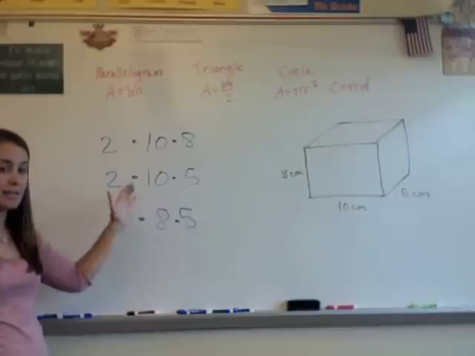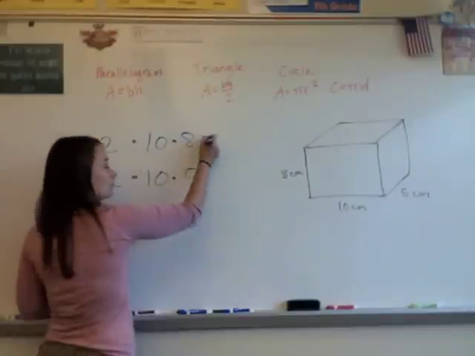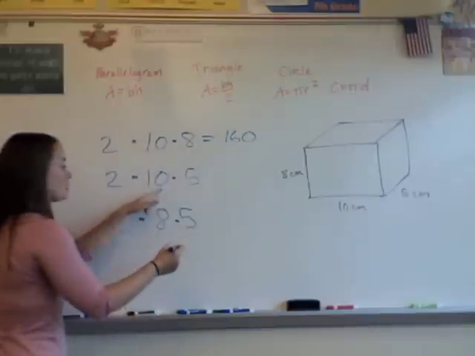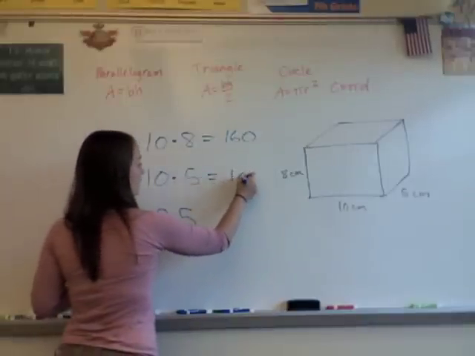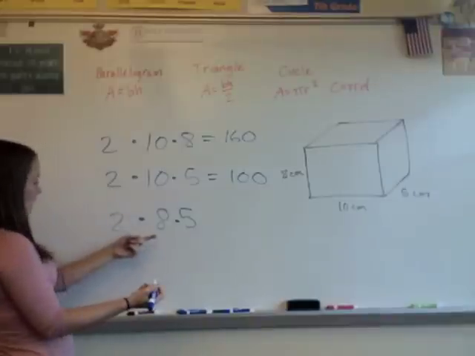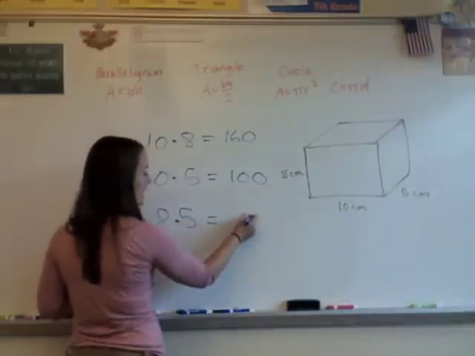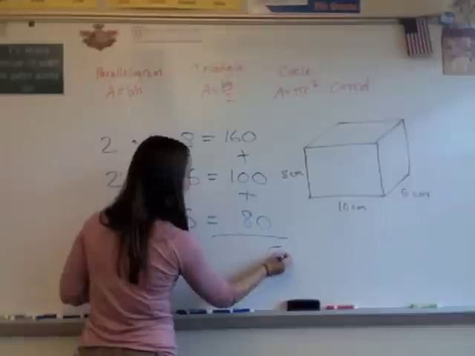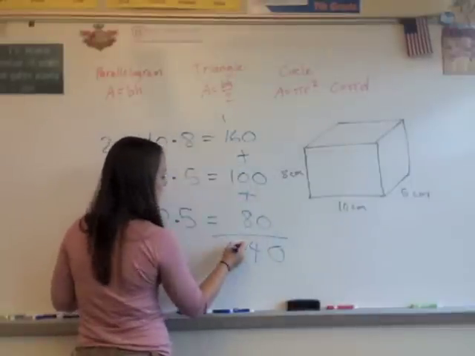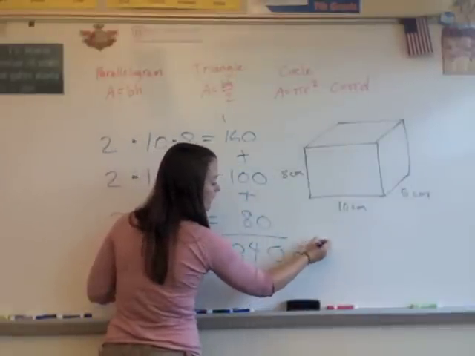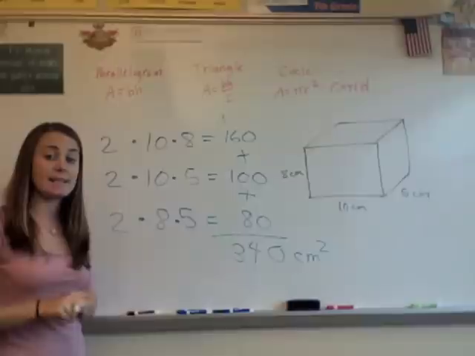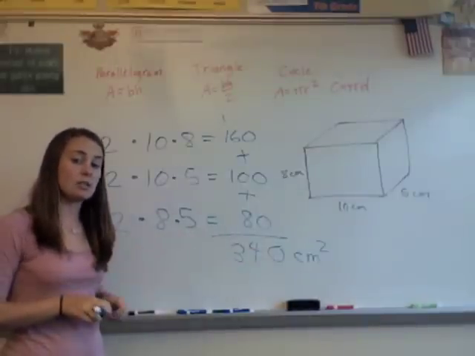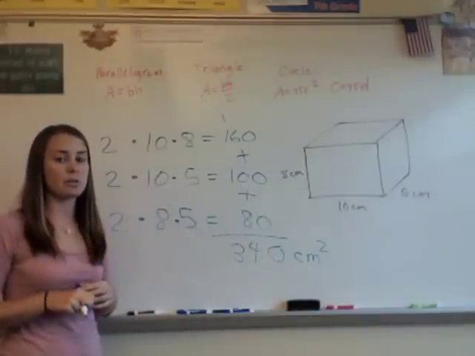So let's go ahead and do this out. So 10 times 8 is 80. 10 times 5 gets 50, and let's see, this is 40 times 2, so 80. So we have up to get our final product of 340 centimeters squared. And it's still squared because this is surface area, and remember area is 2-dimensional.